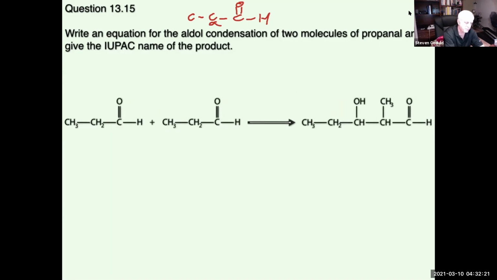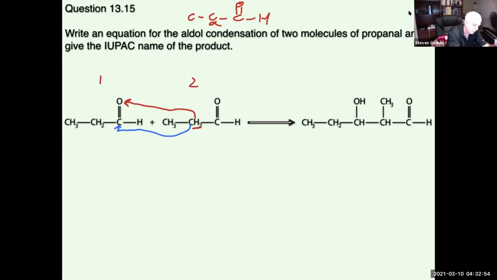So this is 2 molecules of propanal. Let's call this number 1 and this number 2, and let's see how we get to our answer here. We have the alpha carbon of number 2. We take one of these hydrogens and it gets attached to the carbonyl group oxygen of the first compound. Then this carbon bonds to that carbon.